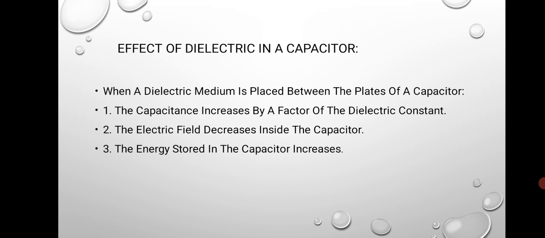Effect of dielectric in a capacitor. When a dielectric material is placed between the plates of a capacitor, first, the capacitance increases by a factor of the dielectric constant. Second, the electric field decreases inside the capacitor. The third point is the energy stored in the capacitor increases.